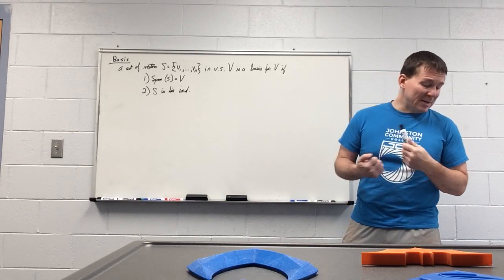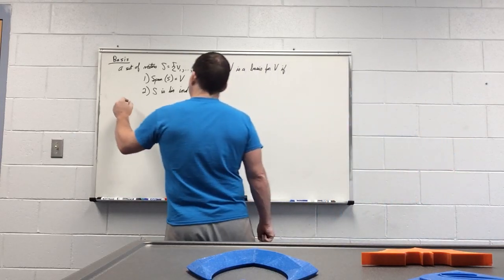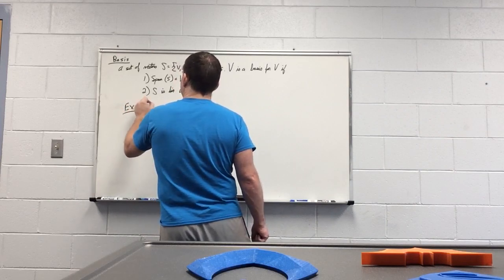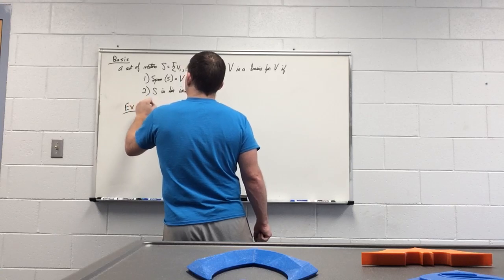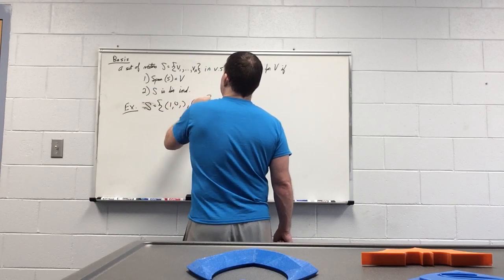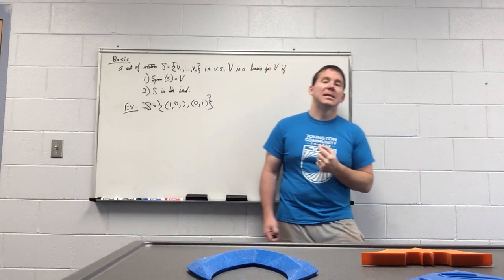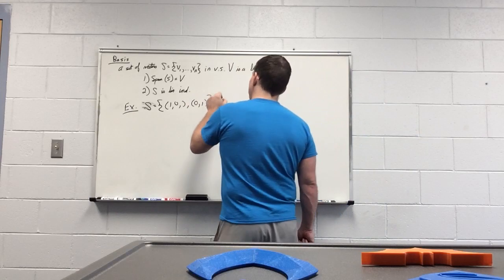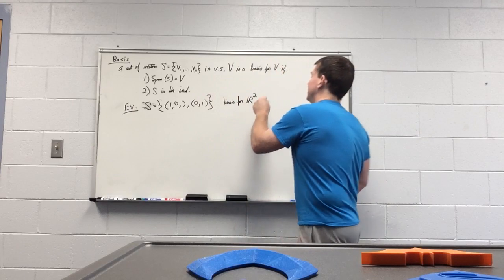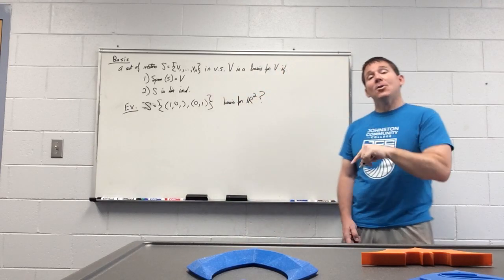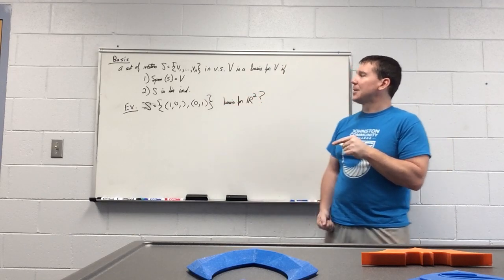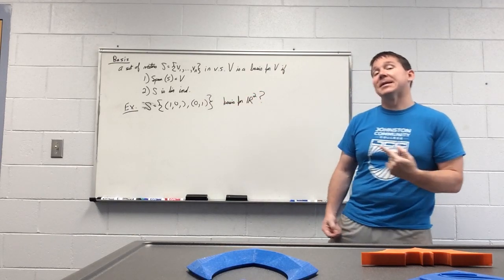We'll save more definitions for later. Right now, maybe a couple of examples. Suppose S is equal to (1, 0) and (0, 1). Is that a basis for R2? In order to show it's a basis, we have to show that the span of S is equal to R2 and S is linearly independent.